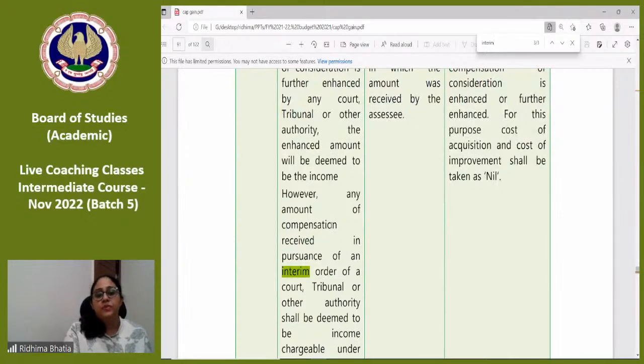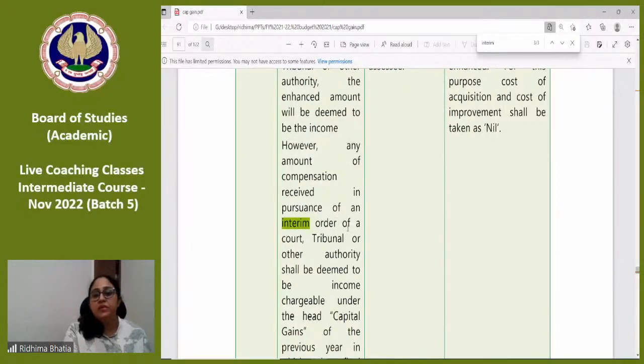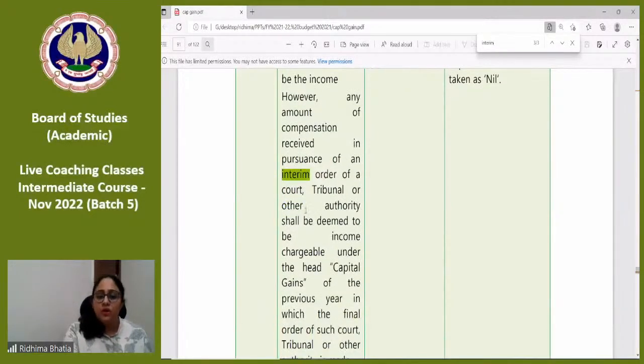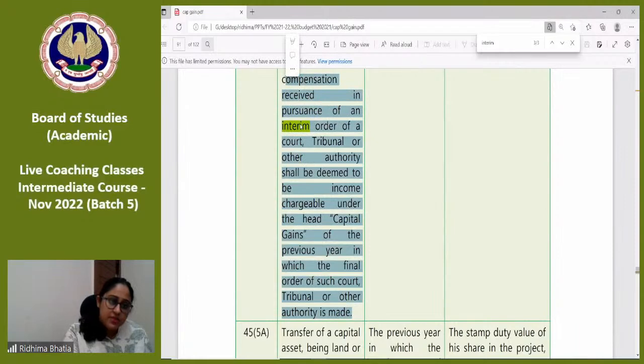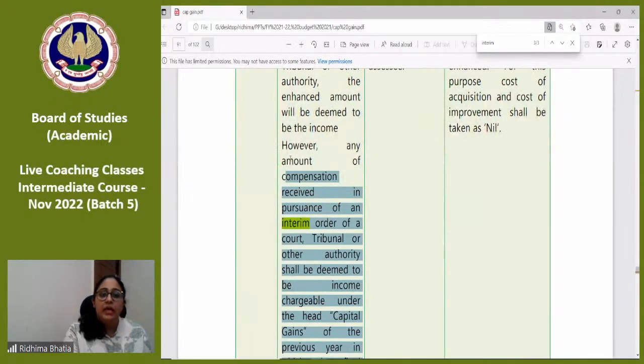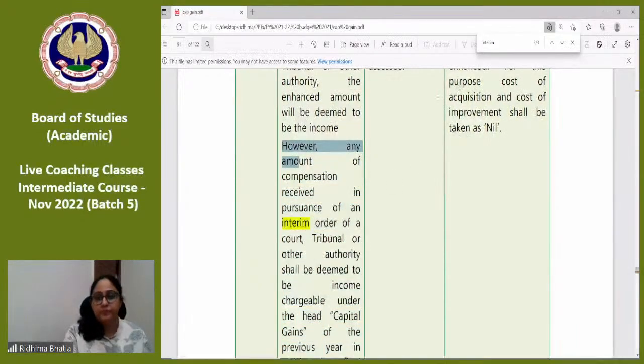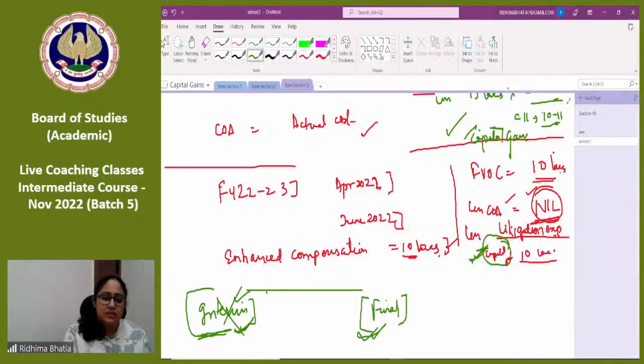Any amount of compensation received in pursuance of an interim order of the court or other authority shall be deemed to be the income under the head capital gain of the previous year in which the final order of the court comes. So until the final order comes, you will not take that income. Clear? But this again is not very important at your level.